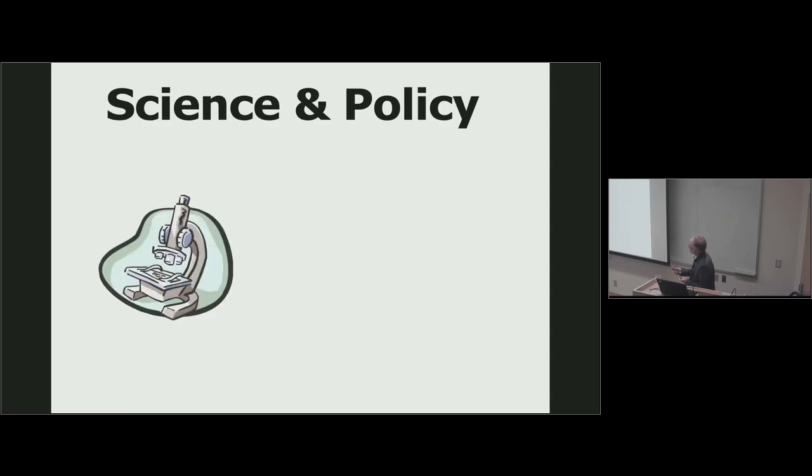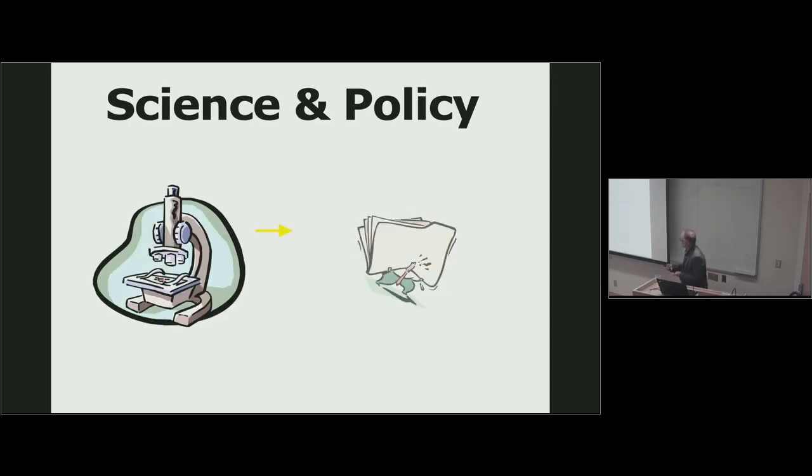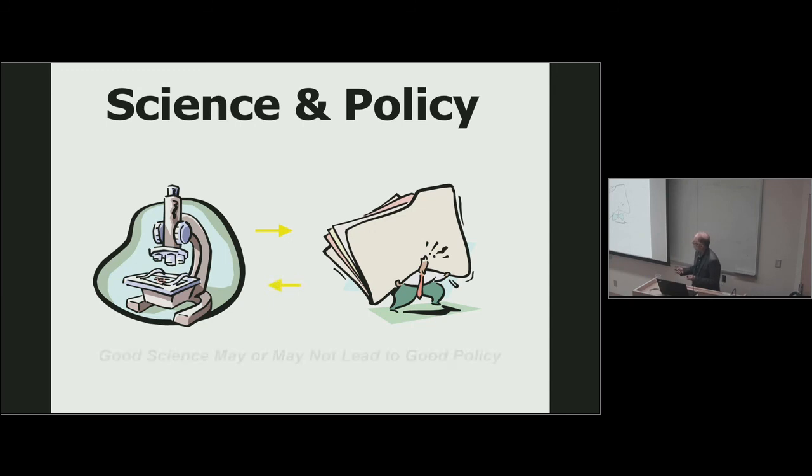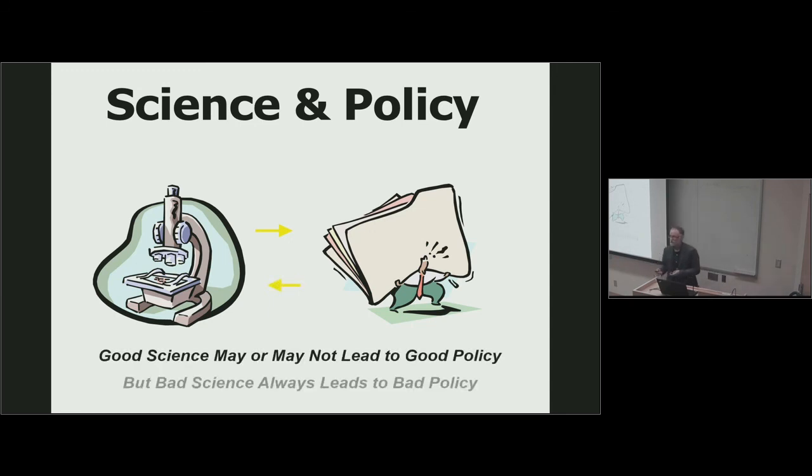And I'll just finish up by saying that my philosophy on the relationship between science and policy is that good science may or may not lead to good policy. But bad science, I think, always leads to bad policy.